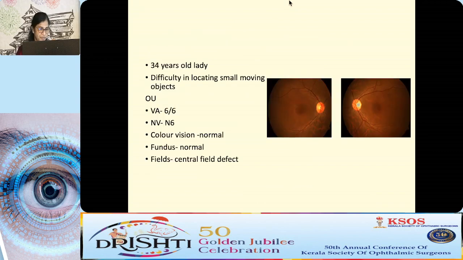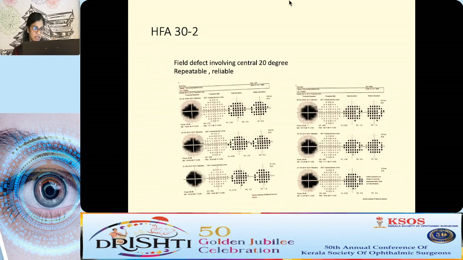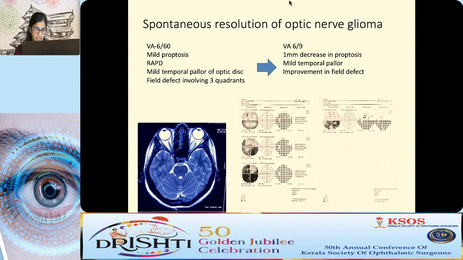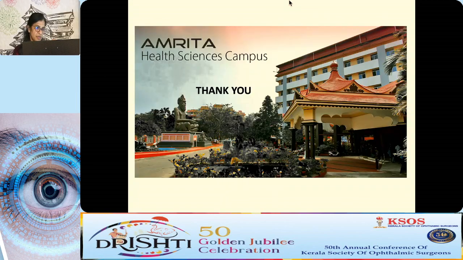So here I'm showing a patient who presented with visual disturbance, and her 30-2 field shows a central scotoma and 10-2 showed sparing of the central 5 degrees, indicating bilateral ischemia of the posterior cerebral artery. And this is again a patient who showed spontaneous resolution of optic nerve glioma, and there is improvement in the visual field defect too. Thank you.